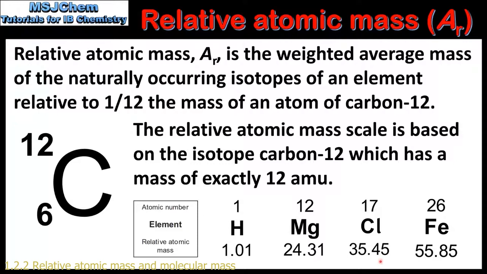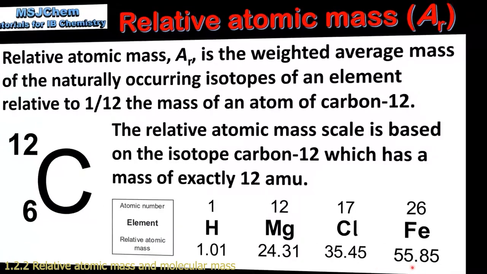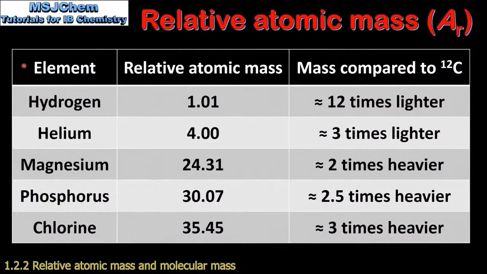We'll look at how to calculate relative atomic mass later in the video. Note that because this is a relative scale, relative atomic masses are dimensionless, in that they have no units. Next, we'll look at how the masses of atoms can be compared using their relative atomic masses. In this table we have the element, its relative atomic mass, and its mass compared to the isotope carbon-12.